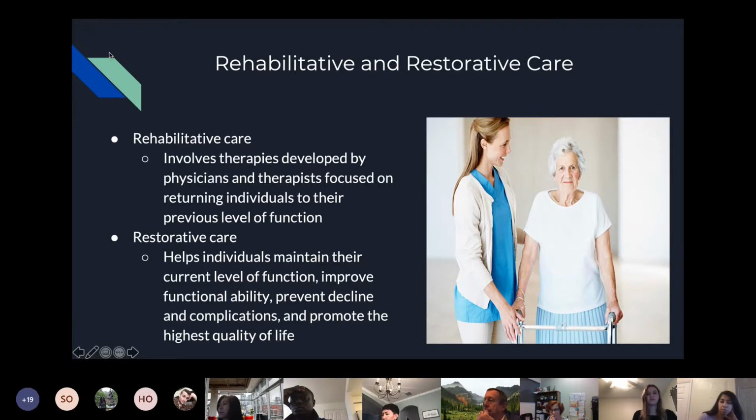So rehabilitative care is more trying to fix a problem and get someone back to what they used to be, whereas restorative care is more just trying to improve their current level of function.